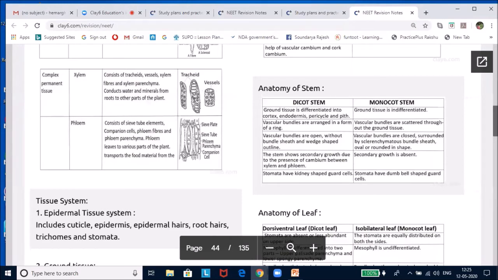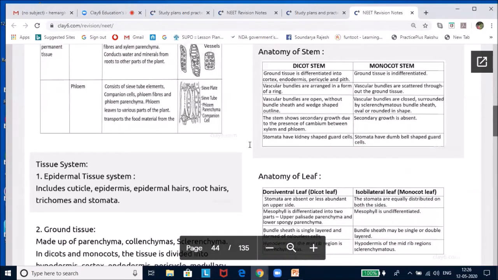Sieve tube elements are long tube-like structures. They are arranged longitudinally and are in close association with companion cells. End walls are perforated by sieve plates. A mature sieve tube element possesses a peripheral cytoplasm, a large vacuole, and lacks a nucleus. Nucleus of the companion cell controls the function of the sieve tube.